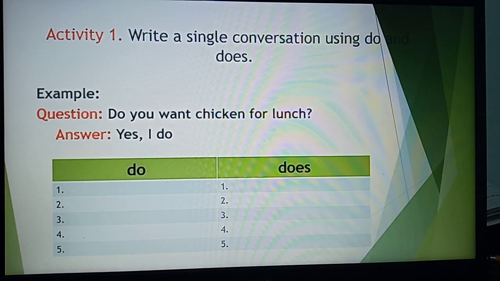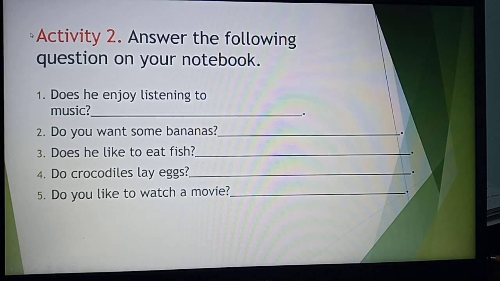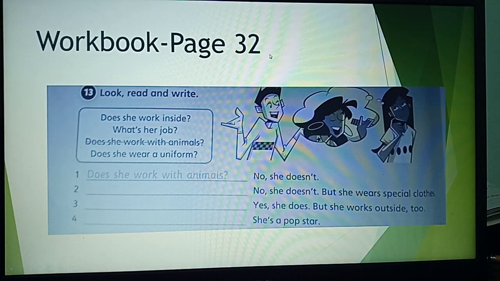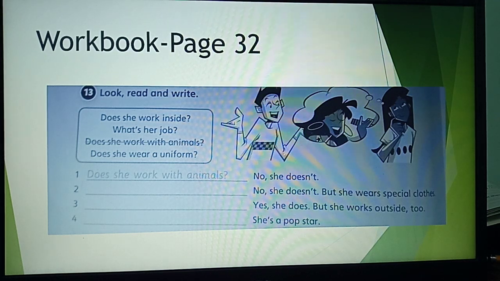Activity 1, write on your notebook. Write a single conversation using do, 5 examples. Single conversation using does, 5 examples. This is the example. And then activity 2. Answer the following questions on your notebook. Just answer the following questions 1 to 5. Write also the question on your notebook. And then workbook, page 32. Choose your answer inside the box and then write over here. Okay? Is it clear? I hope everything is clear.